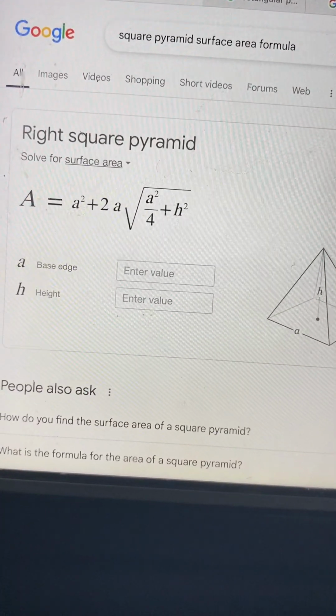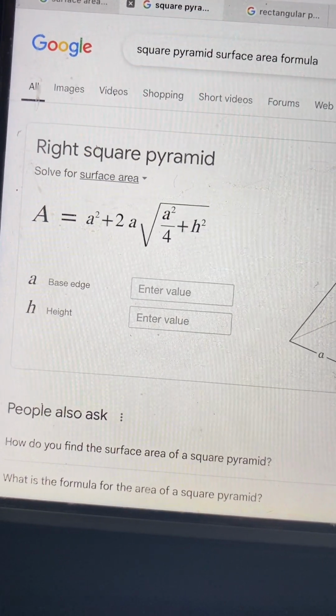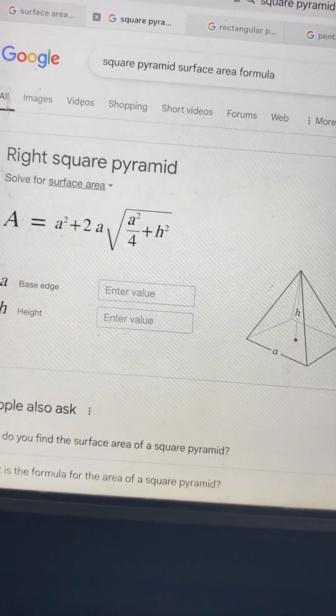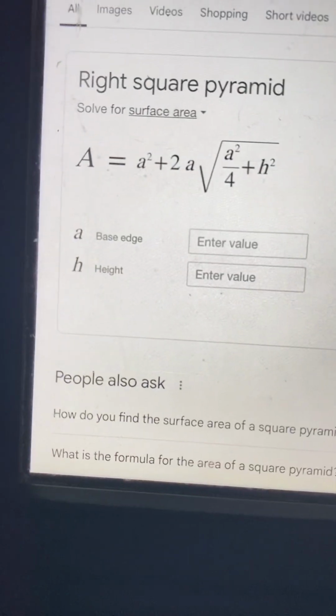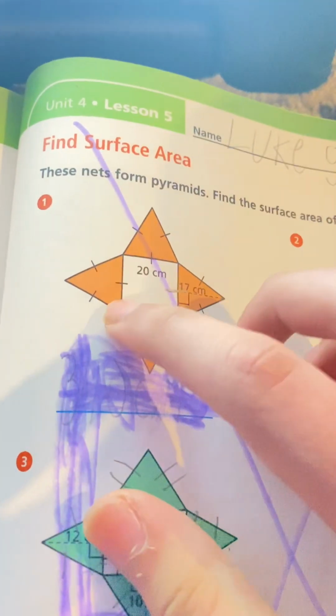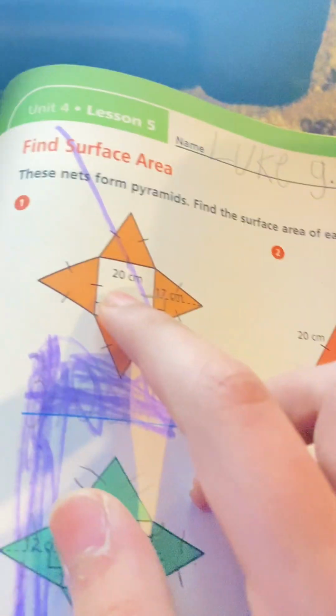The surface area of a right square pyramid is a squared plus 2a times the square root of a squared divided by 4 plus h squared. Yeah, that's a lot of hard work, but it only requires two measures, the base edge a and the height h. So let's look into this right square pyramid net. We know it is a right square pyramid net because it has a right angle, its base is a square, and it's flattened out like a pyramid net.